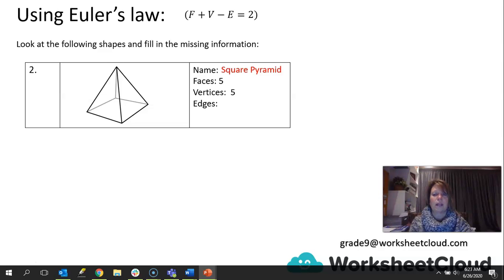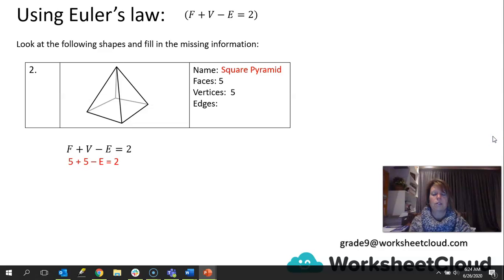Okay, we now can take Euler's law and then substitute in what we know to find out what we don't know, and in this case we don't know how many edges there are. So there's our formula. Let's substitute into the formula. We've got the number of faces, which is 5, the number of vertices is 5, and let's just double check that before we plug them in. Okay, number of faces, you've got one square base and 4 triangular faces, lateral faces. So that gives me 5 faces. Let's work out the vertices. We've got 1, 2, 3 at the back there, 4, and 1 at the top gives me 5.